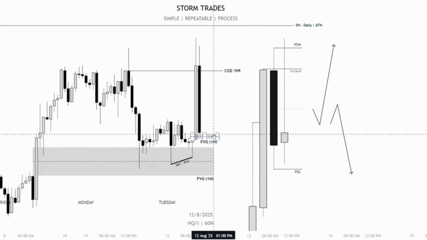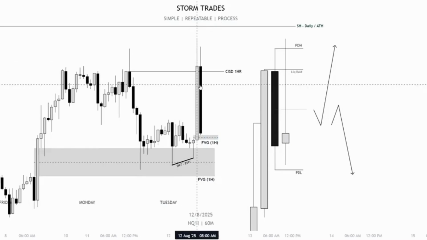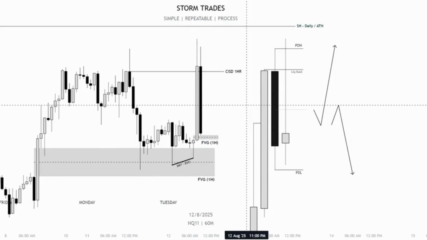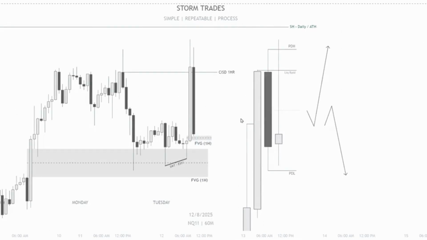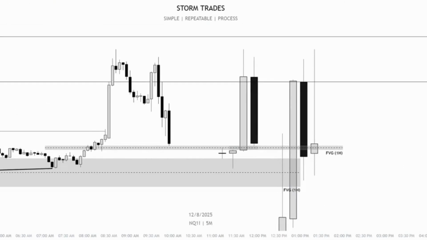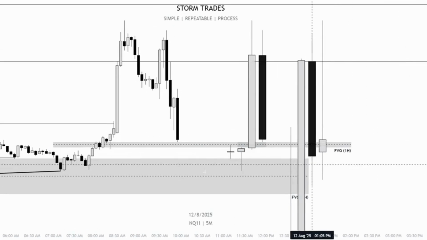I'm looking for, I'm going to require a move into this hourly POI here, especially with this bullish and then super bearish two consecutive hourly candles. So I'm going to move on to the M5, and I'm waiting until we get a move into this hourly POI, and then I'm going to see what happens.